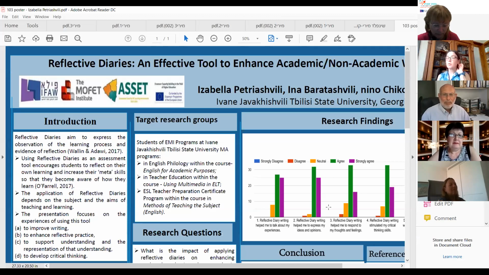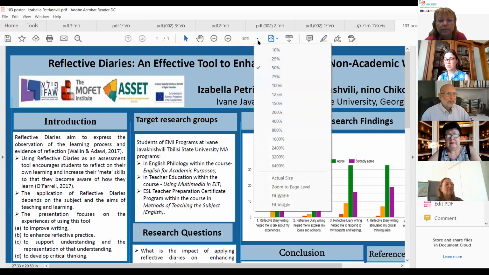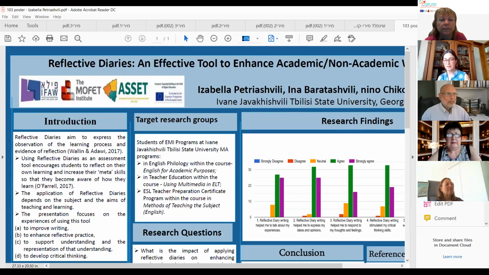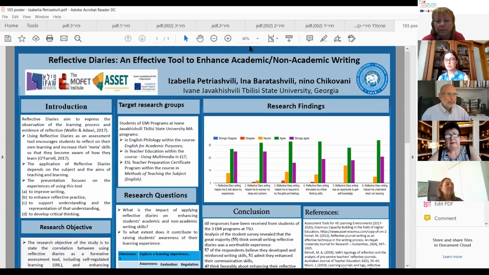So the first course was the MA program in English Philology within the course in English for academic purposes, that is to say, the EAP course. Then the MA teacher education program with ESL teacher specialization within the course in using multimedia in ELT, and the ESL teacher preparation certificate program within the course in methods of teaching the subject, which is English. And the language of instruction in all these courses is English.